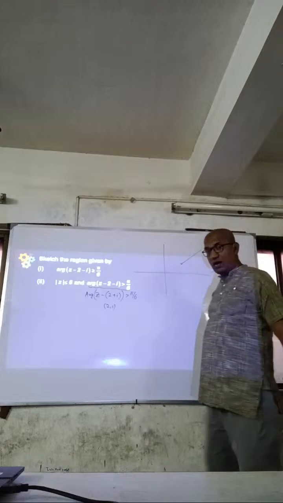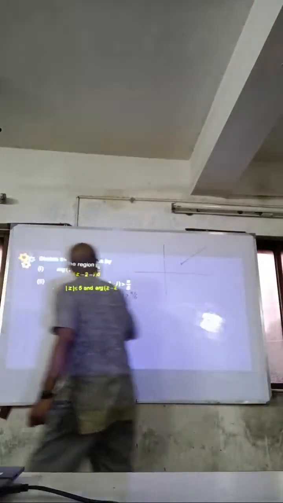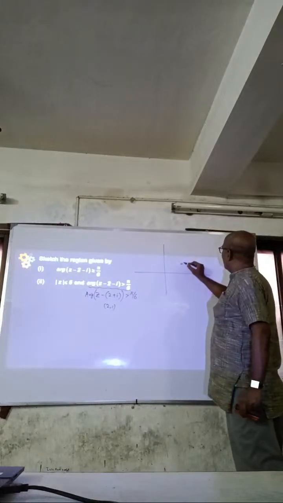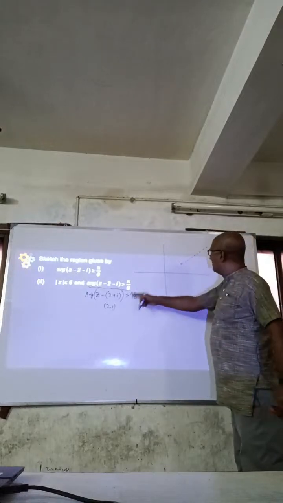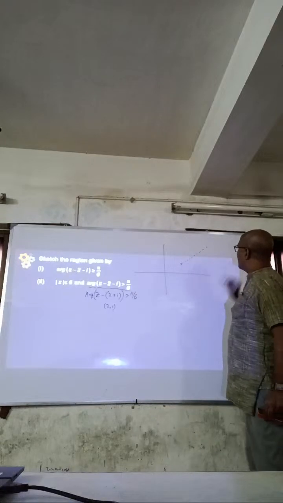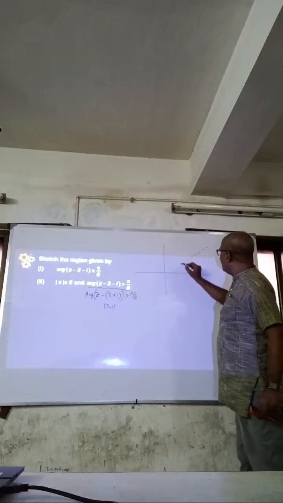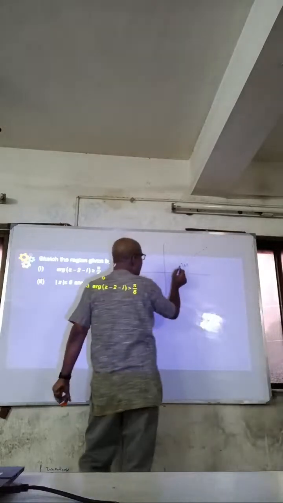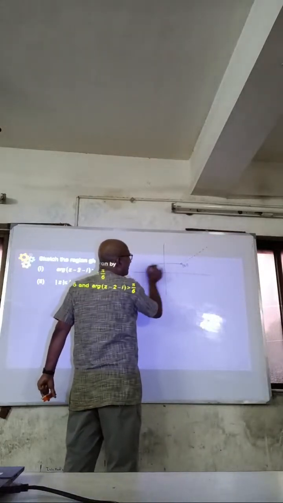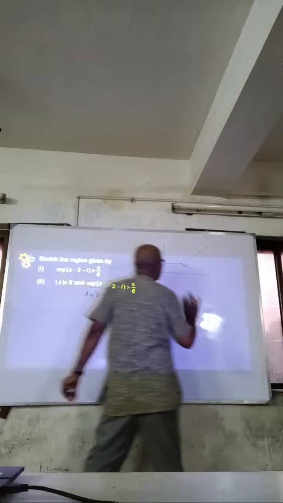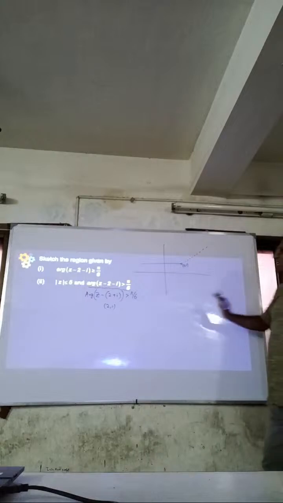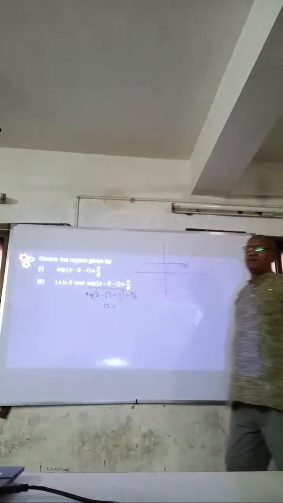Now, no solid line. Why? This is my pi by 6, okay? So anywhere this side, but it will come till this, in my diagram. Is it clear? This is the second part. What about the first one?